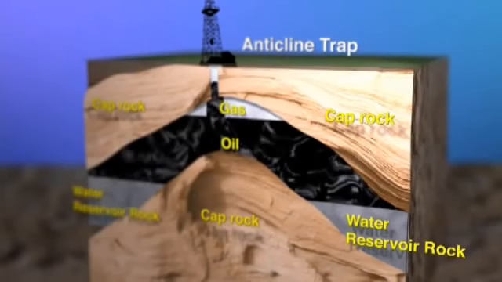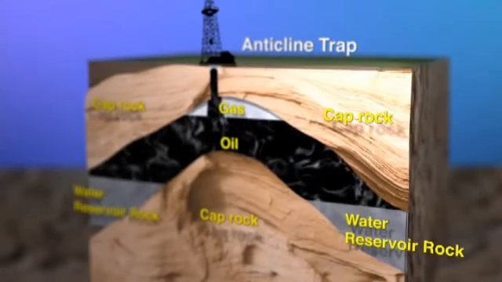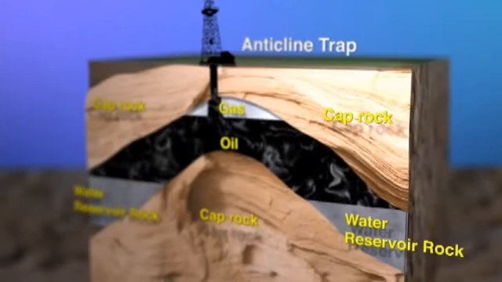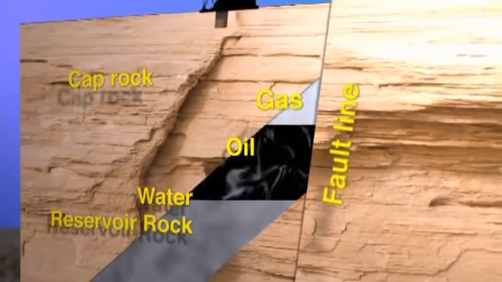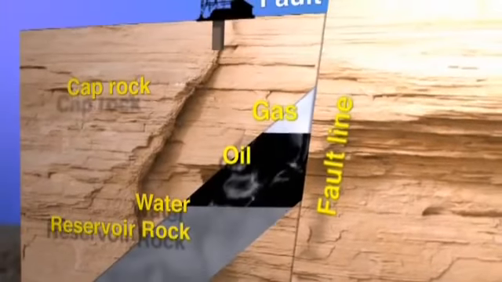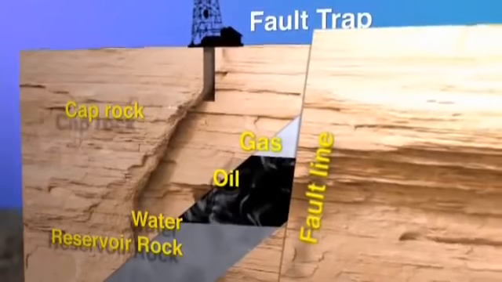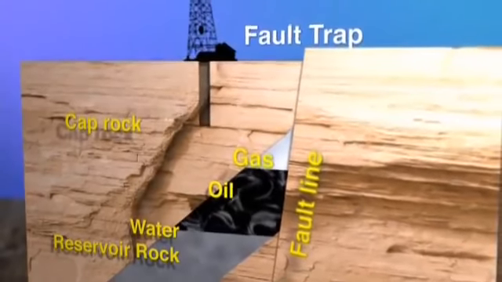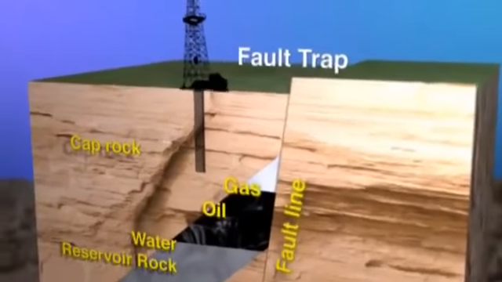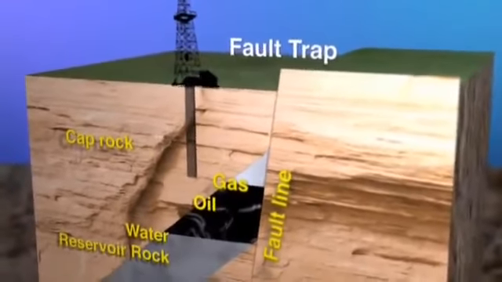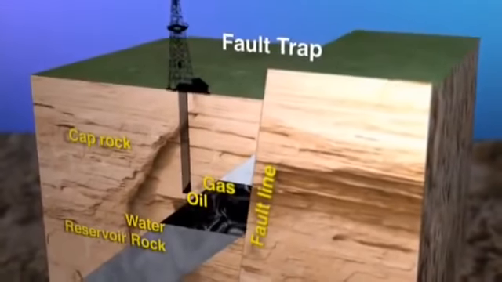Okay, we have a couple other types of traps here. Down on the bottom is what is called a fault trap. Okay, and a fault, not only does it produce earthquakes, but it can also offset layers. So you can have a continuous layer of reservoir rock that then is cut by the fault and then shoved up against caprock. And that will encase it in caprock and allow you to accumulate gas on the top, oil in the middle, water on the bottom. Okay, so that's another type.